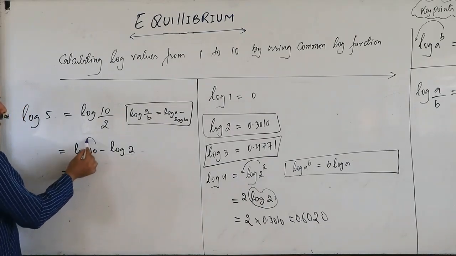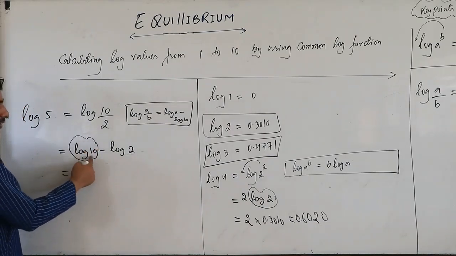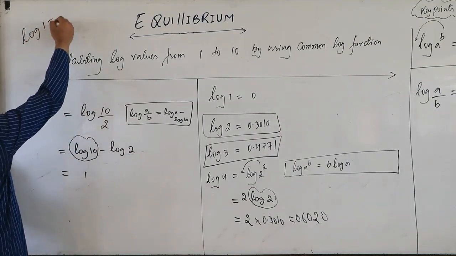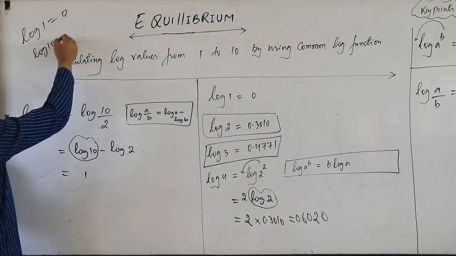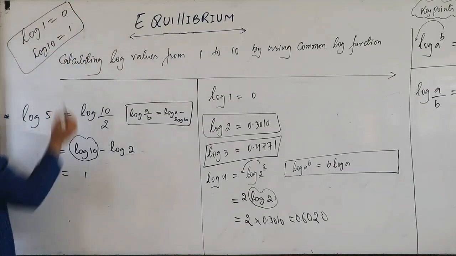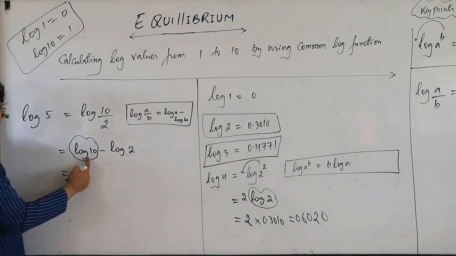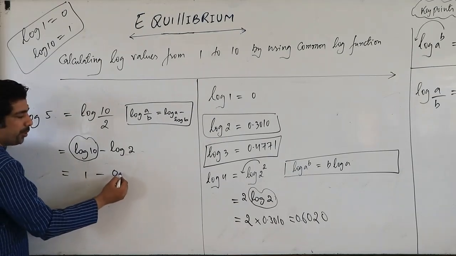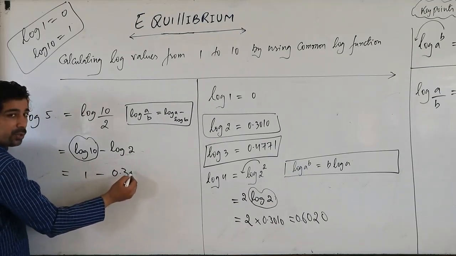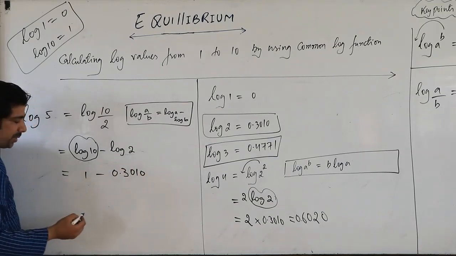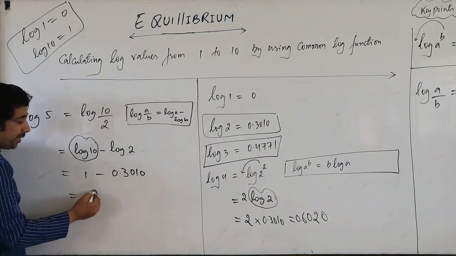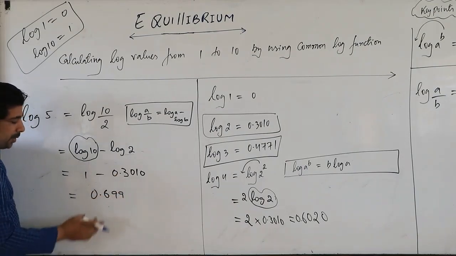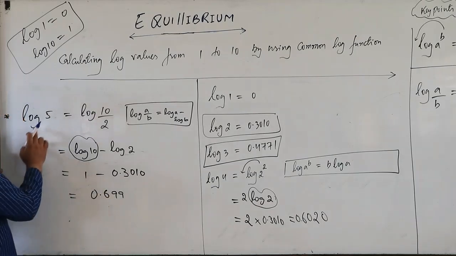Everybody knows that log 10 is equal to 1. Easy to remember. Log 1 is equal to 0 and log 10 is equal to 1. So here I will write 1 minus log 2. Log 2 is, as you already know, 0.3010. If you subtract this from 1, you will get 0.699. So 0.699 is the log 5 value, my dear friends.